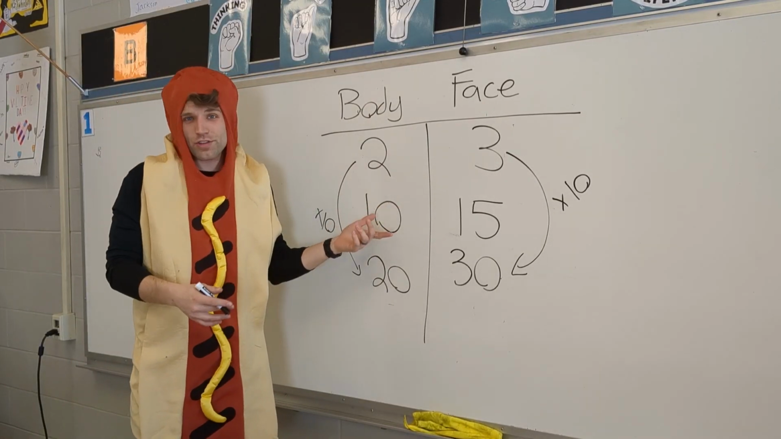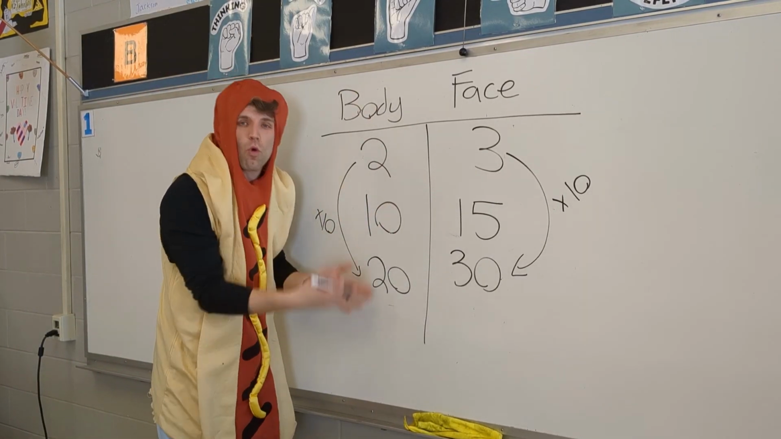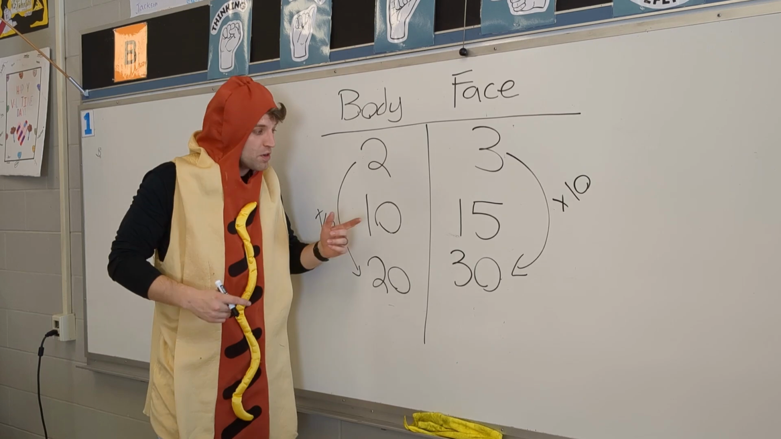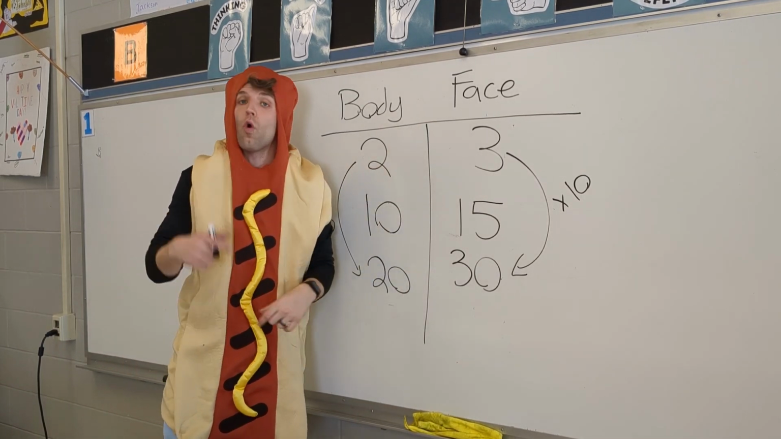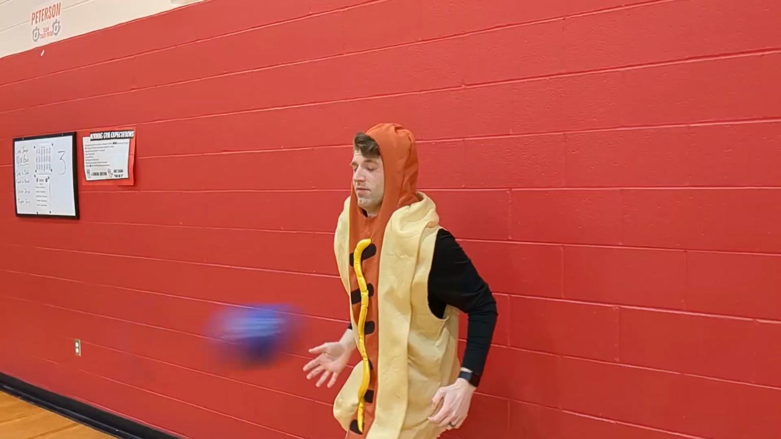So T-charts and tables are just a way to help us organize our information. And then we just gotta see, what did I do to my numbers? Can I find a common multiplicative or division factor?